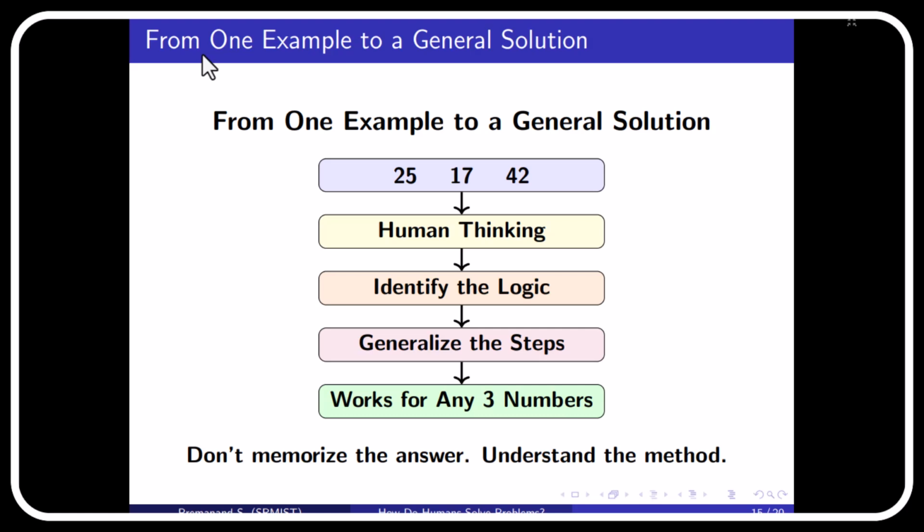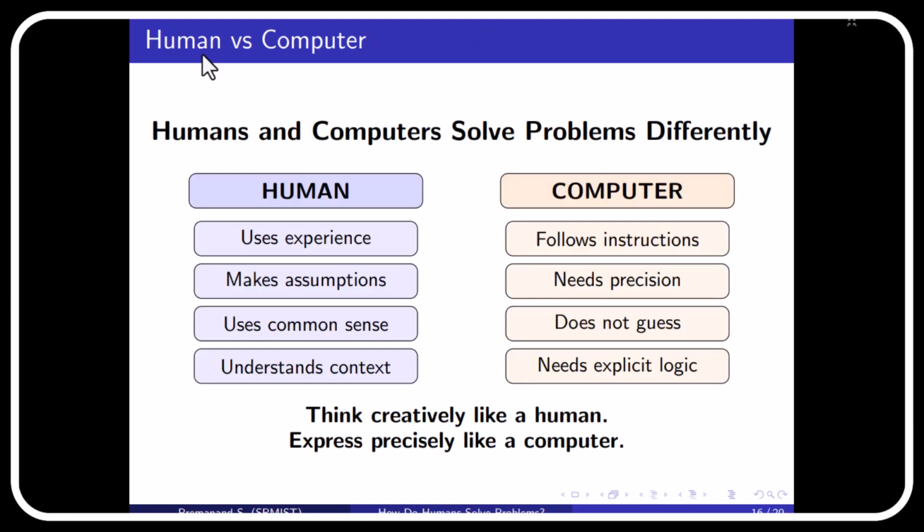But there is one major difference between us and a computer. Humans are very good at solving problems. We use our experiences, we make assumptions, we use some common sense, we understand the context. For example, if someone tells you close the door, you usually understand which door they are talking about. You don't need a 20-line instruction.